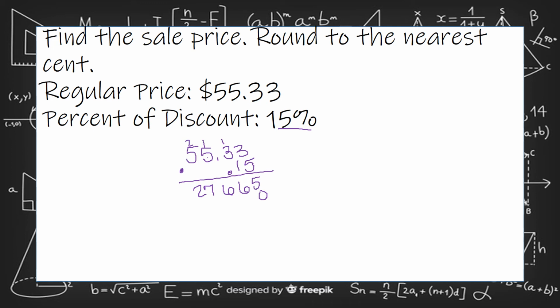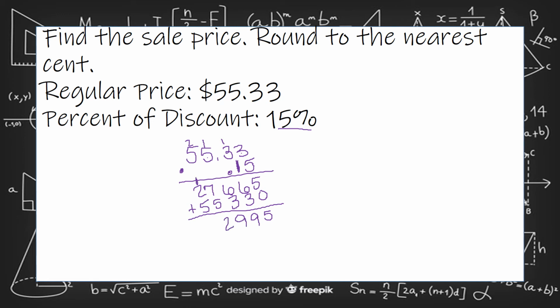And we're going to multiply starting with the 1. 1 times 3 is 3. 1 times 3 is 3. 1 times 5 is 5. And 1 times 5 is 5. Add them all up. 6 plus 3 is 9. 6 plus 3 is 9. 7 plus 5 is 12. Carry a 1.